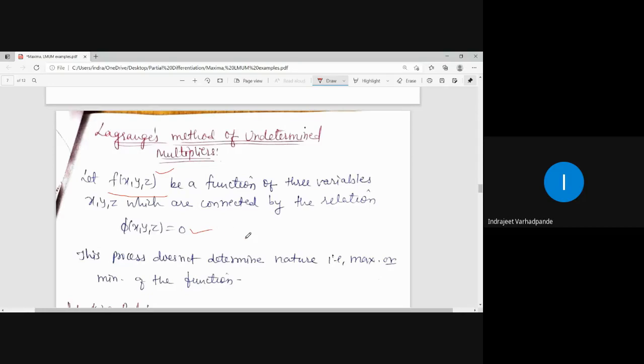This process does not determine the nature, that is maximum or minimum of the function. There is no provision to check whether r is going to be less than 0 or greater than 0. We have to go ahead with the assumption of the example or the data which is provided.